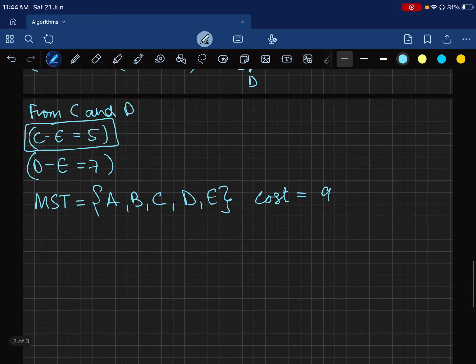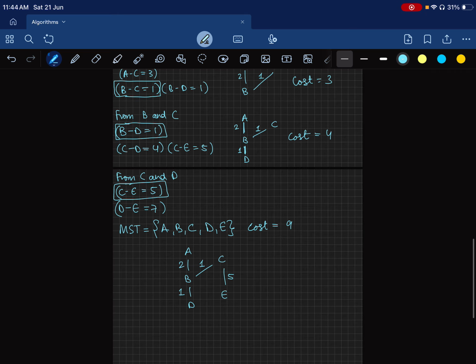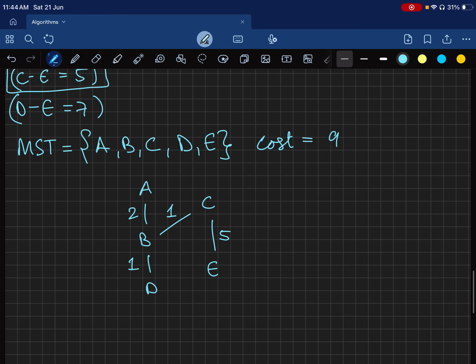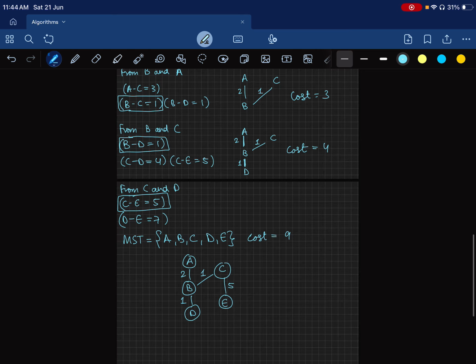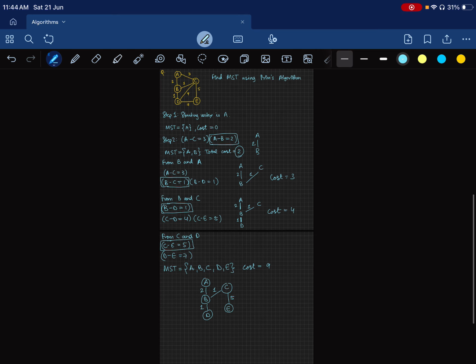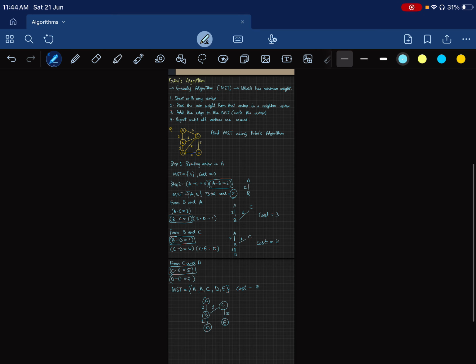So what will be the final MST? A to B to C to D to E. No cycles. No cycles and no loops. That's your goal of MST. So this is how you perform Prim's algorithm.